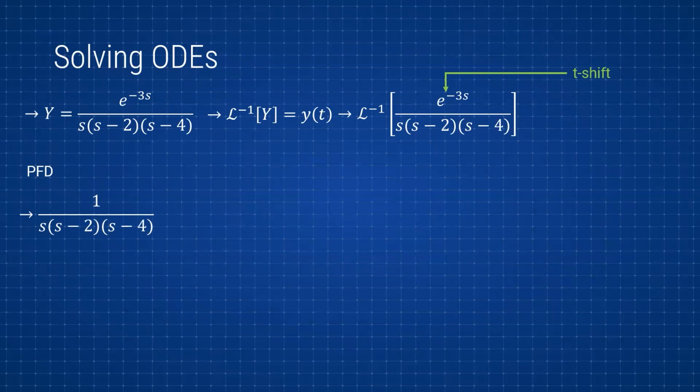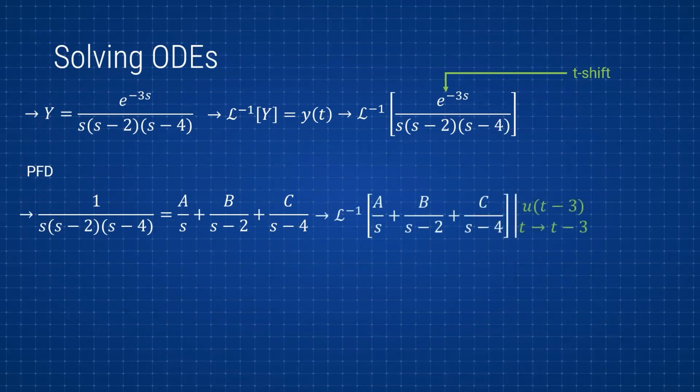So instead of having 1 over s times s minus 2 times s minus 4, I can break it into 3 fractions that equal a over s plus b over s minus 2 plus c over s minus 4. And you can see the numerators are always a power less than the denominators. The tops are constants, the bottoms are expressions to the power of 1.